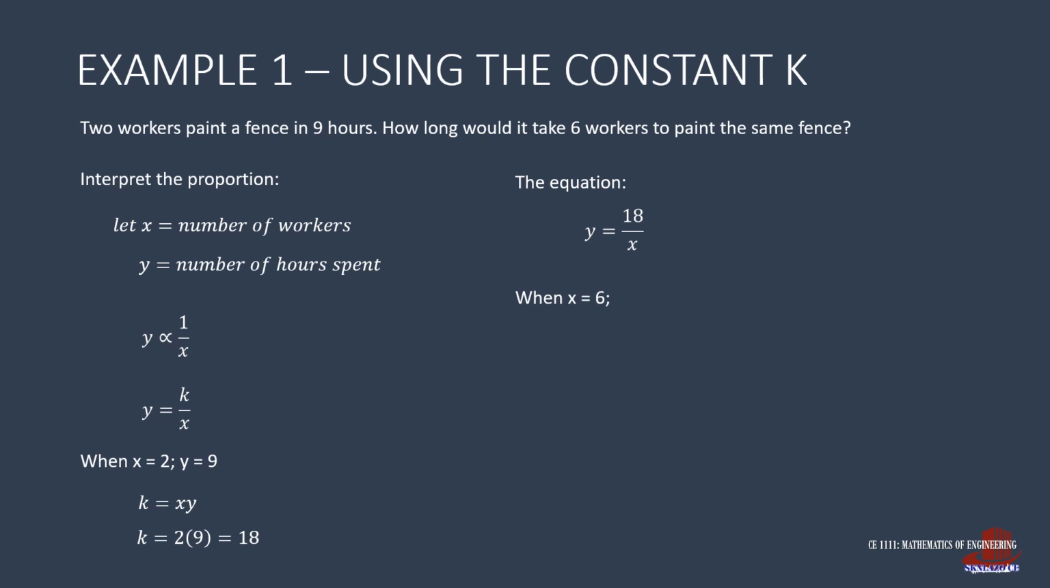For the second case, add the number of workers to 6, so the hours to finish the job would be shorter. This is computed using the equation. That is, y is 18 over 6, which gives 3 hours.